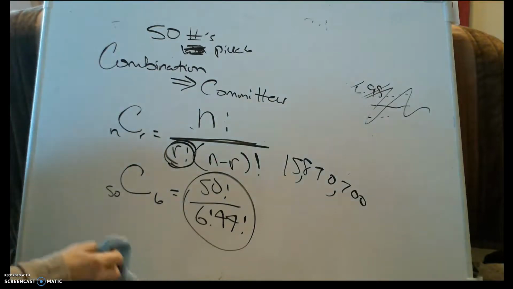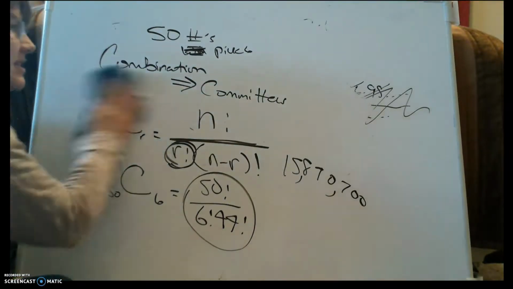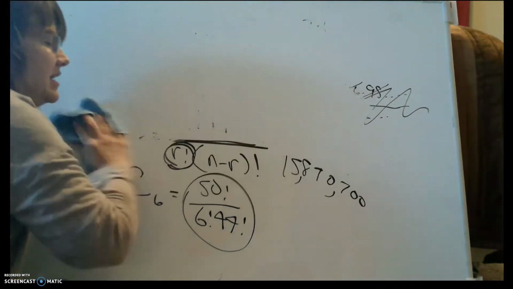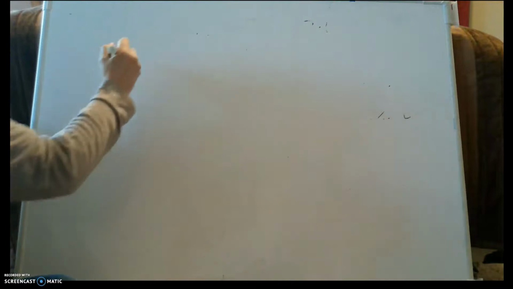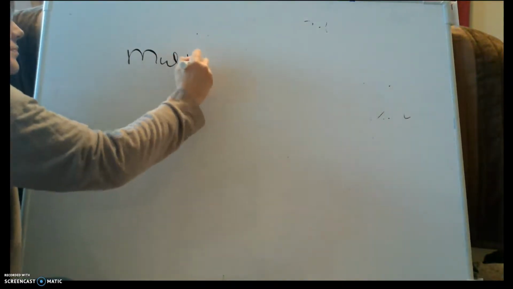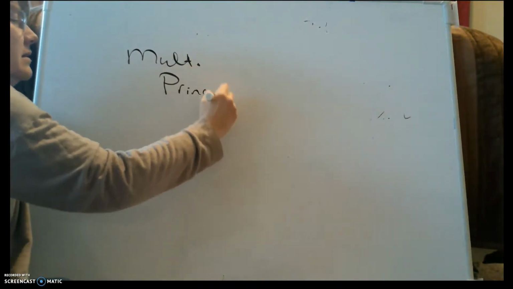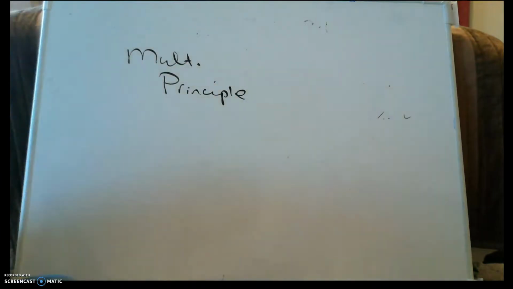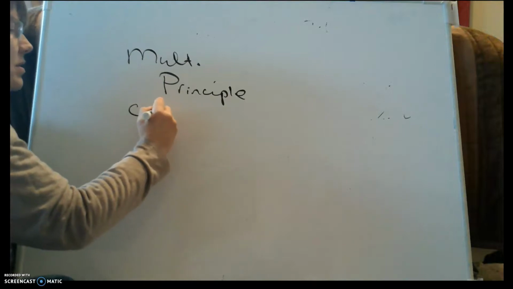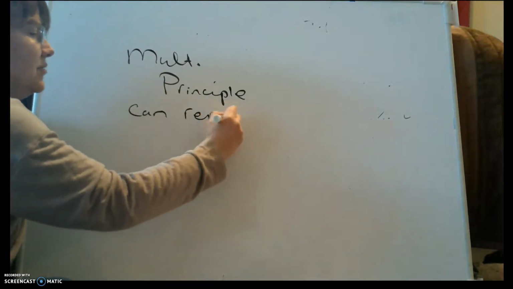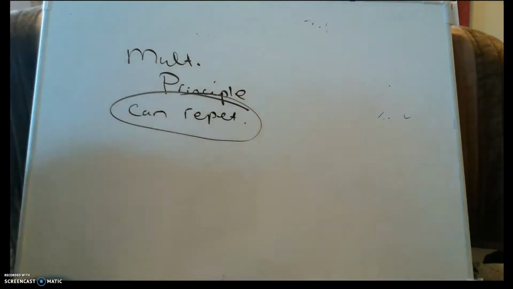Again, you can't have any repetition in either permutations or combinations. If you can have repetition, then the other thing we talked about before break was the multiplication principle. The multiplication principle is what you use when you can have repetition, so you can repeat things. If you have repetition, you can't use permutations or combinations.